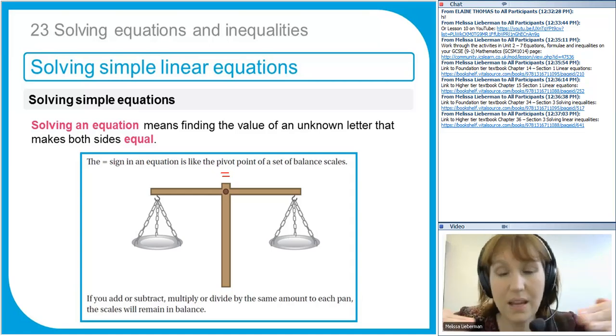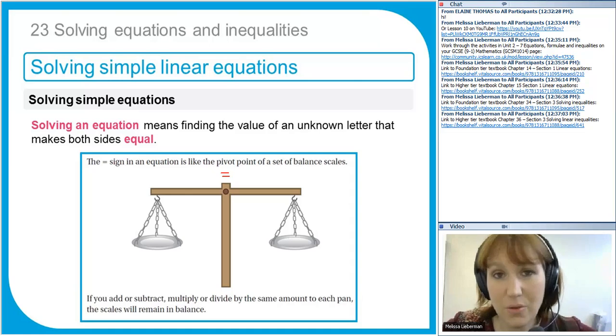So if I think of it as a pair of scales and I subtract 3 from both sides, they both become 3 lighter. And if I add 10 to both sides, both become 10 heavier, and they're still equal. If I double both sides, they're both the same weight. If I divide both sides by 3, if I half both sides, they're still the same. So as long as I do the same thing to both sides, the equation will still be a true statement.